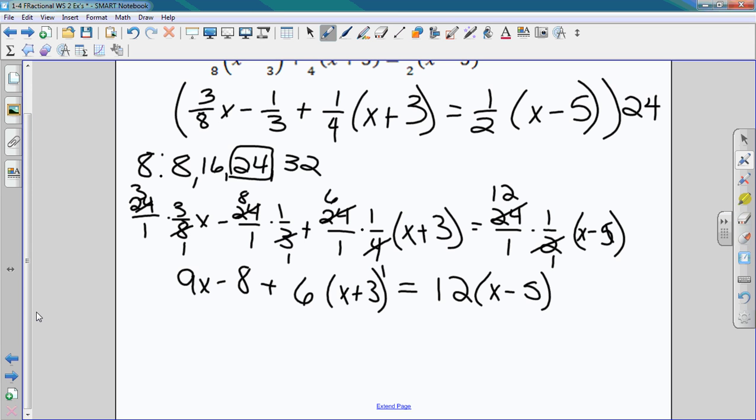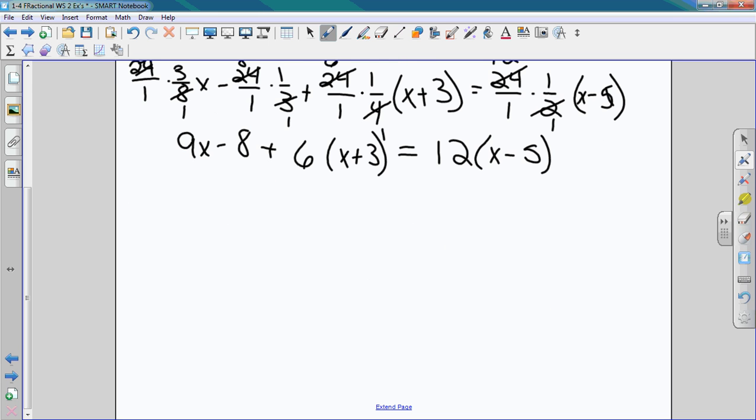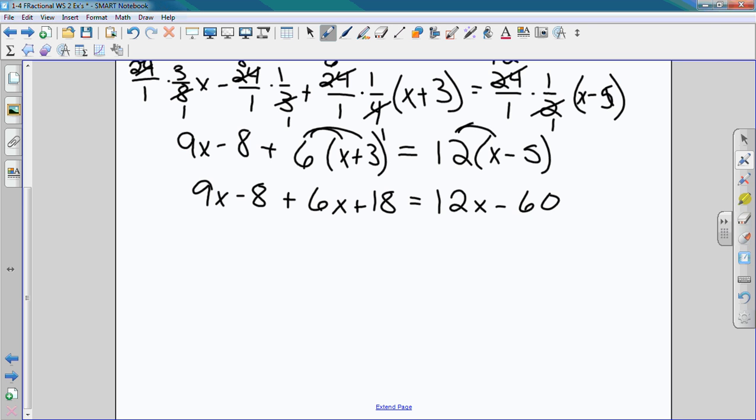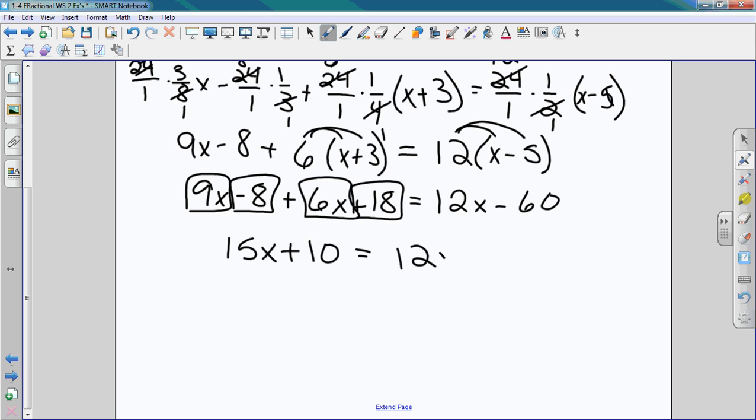Now, yesterday we finished that. Now today, we have to solve. So I'm going to distribute. So I have 9x minus 8 plus 6x plus 18 equals 12x minus 16. It's distributed twice. Combine your like terms. 9x and 6x is 15x, negative 8 and 18 is 10. Subtract 12x from both sides.